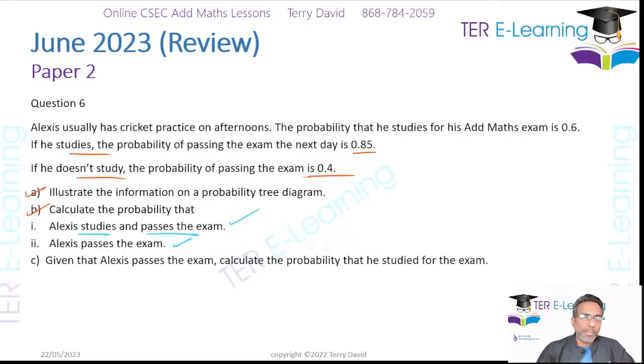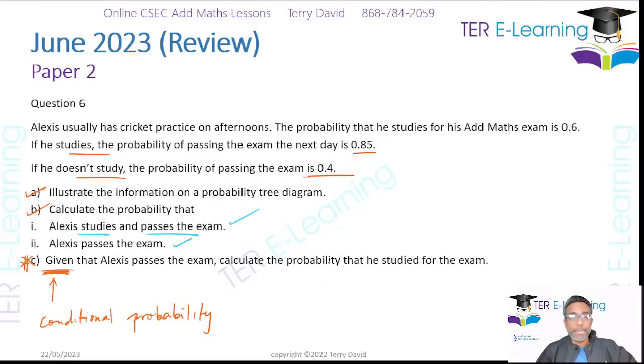Normally when they give us a probability tree, there may be a conditional probability somewhere inside it. So this part C here, given, this is the word that you're looking for. Once you see this word given here, that's a conditional probability. Given that Alexis passes the exam, calculate the probability that he studied for the exam. So you have to be careful how you're writing this too.